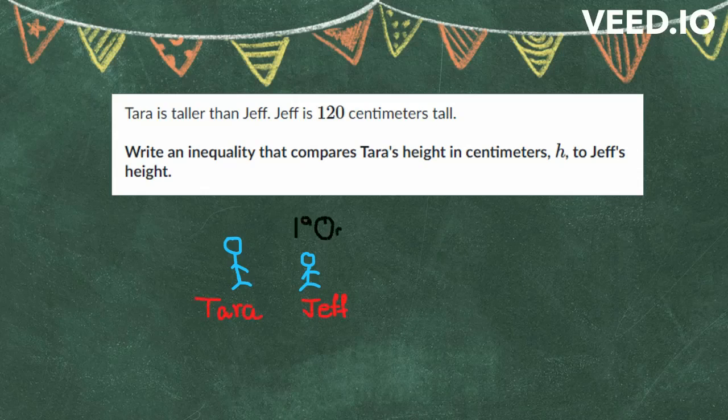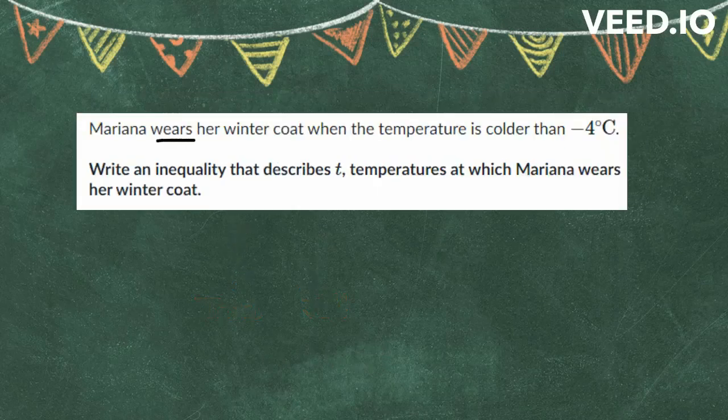Now we need to write an inequality representing Tara's height, which is h. Tara is taller than Jeff, taller than or more than 120 centimeters. So h should be more than 120. This is the inequality here.